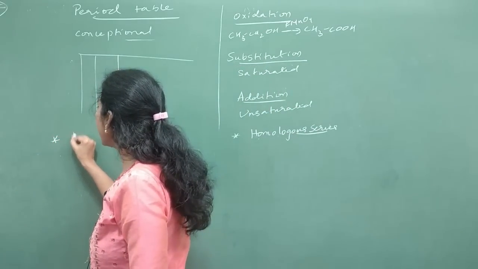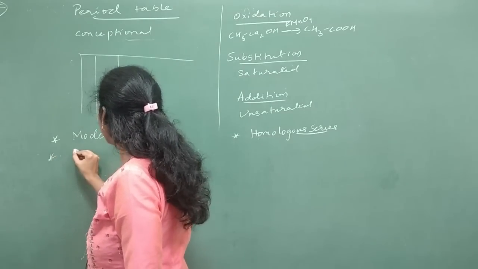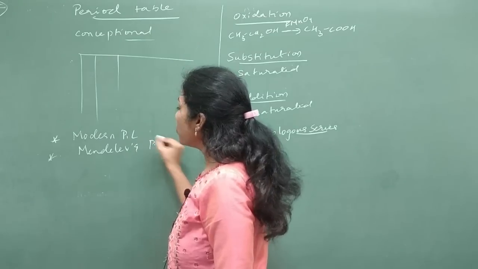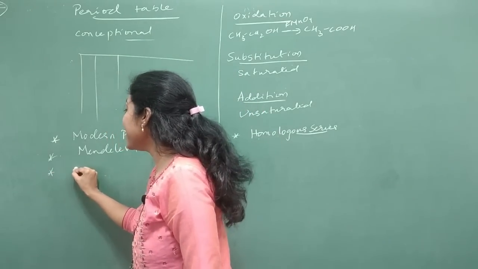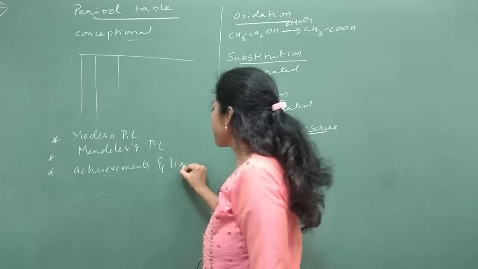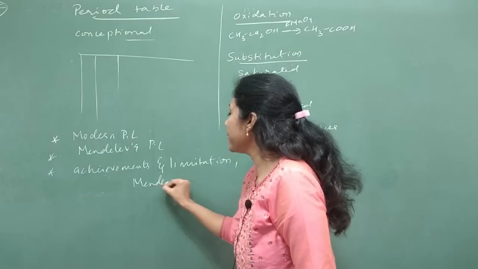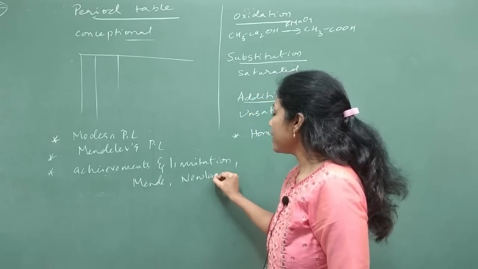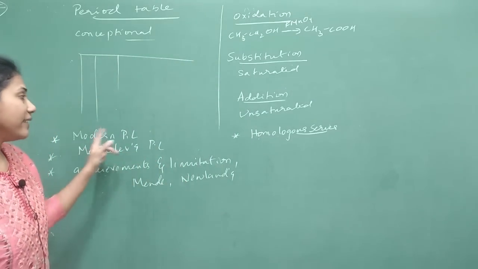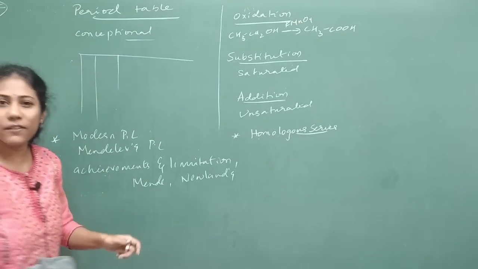Okay, so you should know definitions like the modern periodic law, and one more thing you have is Mendeleev's periodic law, right? So both are important. And then achievements and limitations. Try to remember the achievements and limitations of Mendeleev's periodic law and Newlands' octaves. Okay, so these are some theoretical questions. Point-wise you have to write the answers. So these are some aspects you should be studying in the chapter periodic classification of elements.